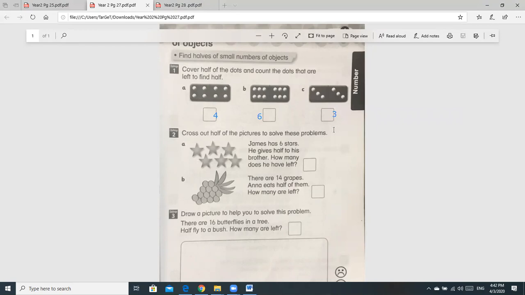Here, cross out half of the picture to solve these problems. Let's make it. James has 6 stars. He gives half of them to his brother. How many does he have left? So if I have 6 and I give half of them to my brother, what's gonna be left? Half of the 6 is what? 3. I give him 3. What's gonna be left? 3.